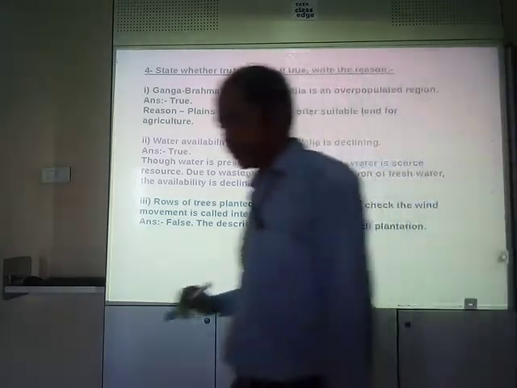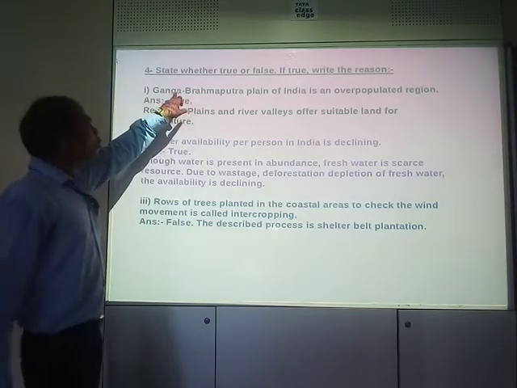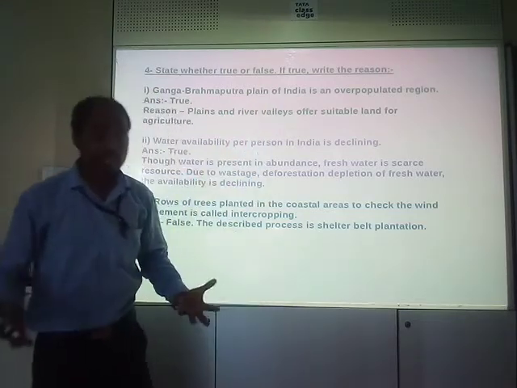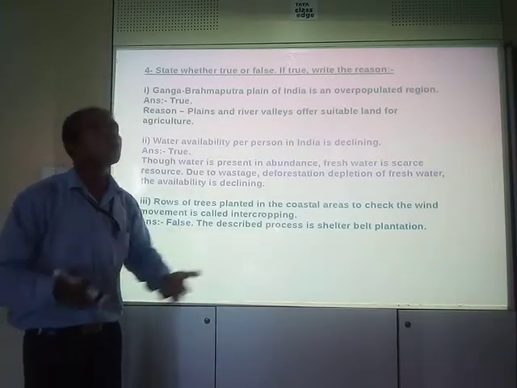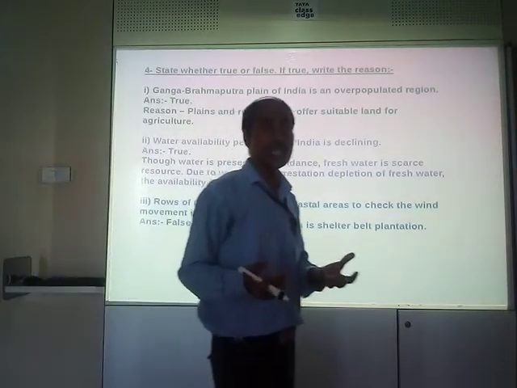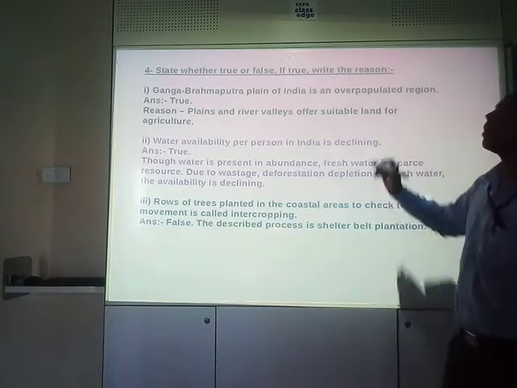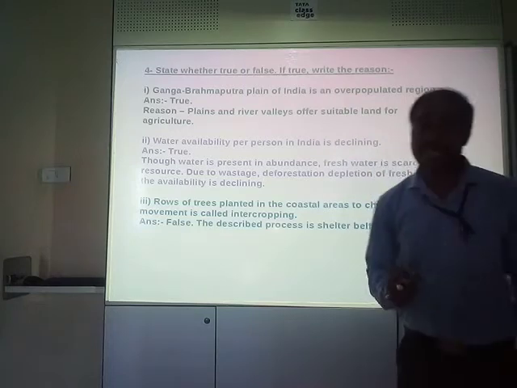The first statement is: Ganga Brahmaputra plain of India is an overpopulated region. Yes. If we go around this area of Ganga Brahmaputra, you will find too many people residing there. Too many people have made their home there. So it is densely populated, right? Densely populated means people are found in very large numbers. So Ganga Brahmaputra plain of India is overpopulated.